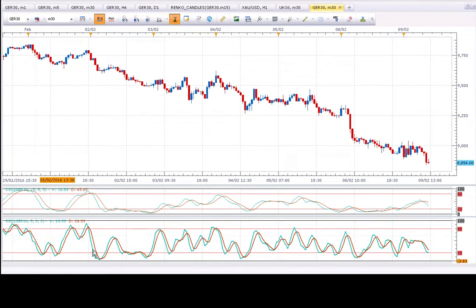A faster stochastics will give you a lot more signals, but the accuracy of those signals might be a lot lower. A slower stochastic will certainly give you a lot less signals, but the quality of those signals will allow you to leave your trades running for much longer and potentially earn you a lot more money.